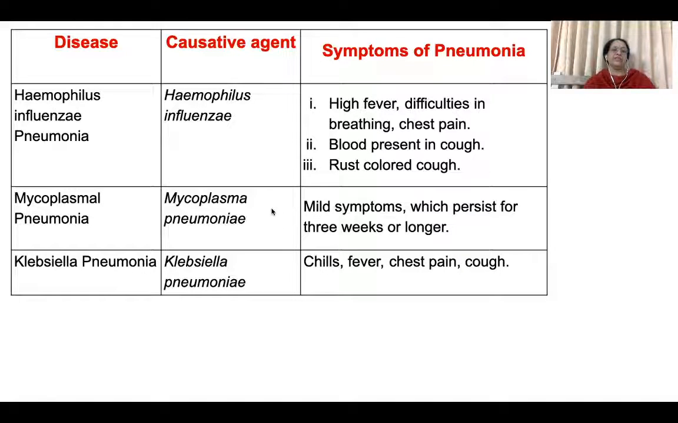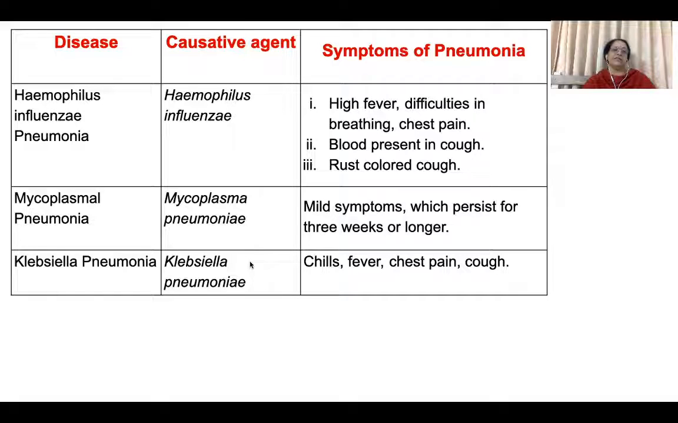Next to it is pneumonia by Mycoplasma. So here the causative agent is Mycoplasma pneumoniae. This organism lacks a cell wall, and the disease is named Mycoplasmal pneumonia. Symptoms are milder than the previous one, that is by Haemophilus influenzae as well as by other microorganisms like Klebsiella, Pseudomonas, etc. But here these symptoms persist for 3 weeks or longer.